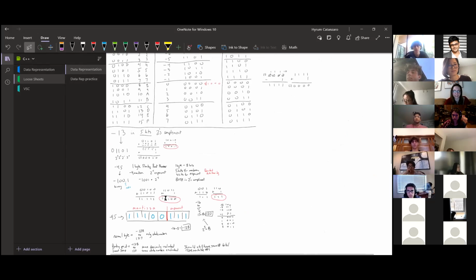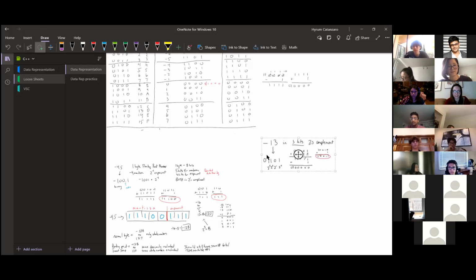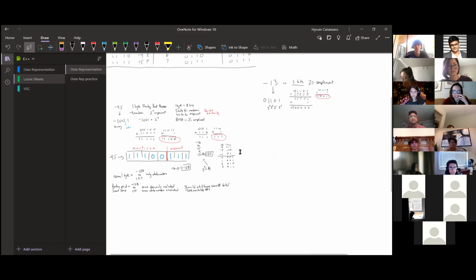I'll draw a little. Maybe I can move this bit over so that it doesn't block it as much. I think I just missed the exponent. That's fine. Actually, does anyone want to explain the exponent part of the floating point representation to me? Because I have the most trouble with that too. Yeah. Okay, I think I get it sort of well.